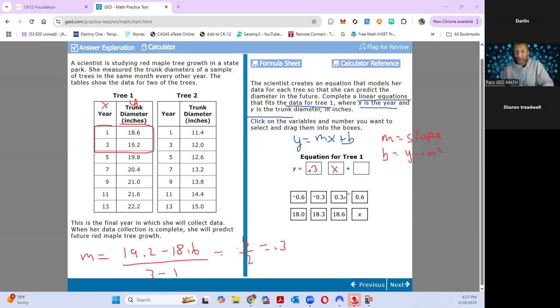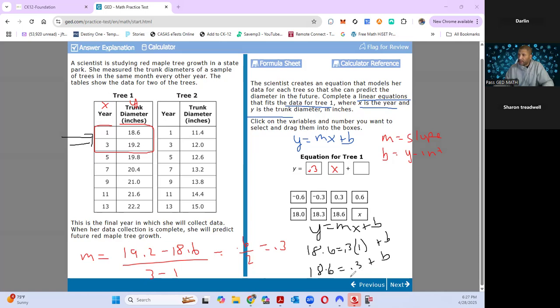because y equals mx plus b. So now we need to find the y-intercept. To do this by hand, you've got to use a point and you've got to use the slope. So y equals mx plus b. I'm going to use the first point right here, 1, 18.6. So my y is 18.6, my slope is 0.3, my x is 1, plus b. Why? Because anything times 1 is itself, nice and easy. 18.6 equals 0.3 plus b.